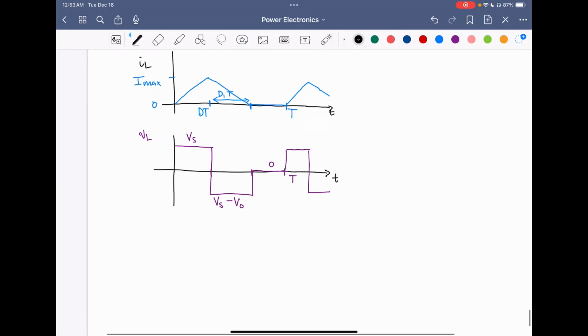Now, what does the diode current waveform look like? So we know in the dT interval, the diode current ID is equal to zero because the diode is reverse biased. Now in the d1T interval, the diode current is just equal to the inductor current. So in this case, it's just going to follow the inductor waveform.